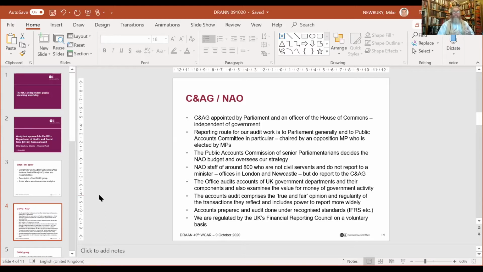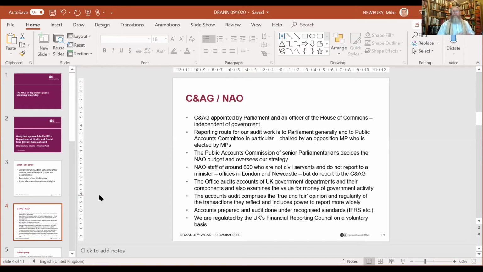What does our financial audit comprise? It comprises things that you would expect. So we audit government accounts to a true and fair standard under international auditing standards. Those accounts are prepared essentially based on international financial reporting standards as amended by a financial reporting manual that's set by Her Majesty's Treasury. So the framework of authorities is broadly similar to those that colleagues will probably be familiar with.